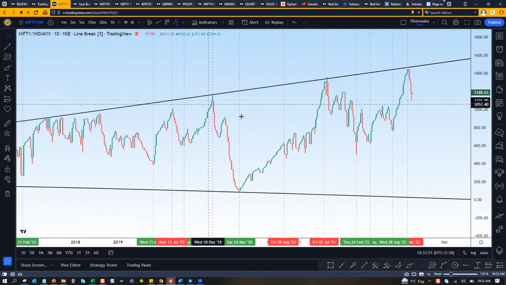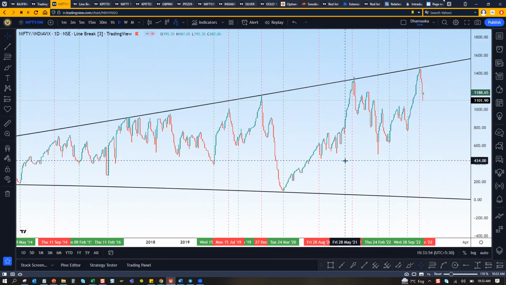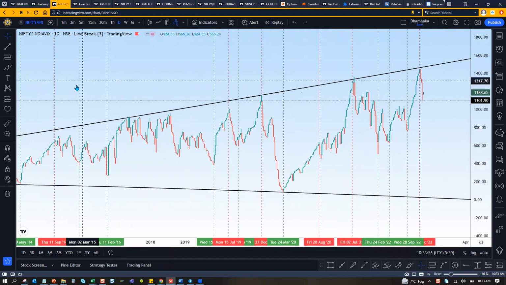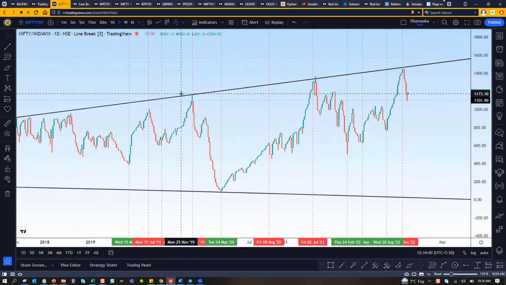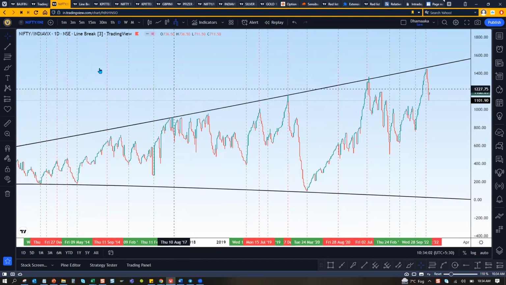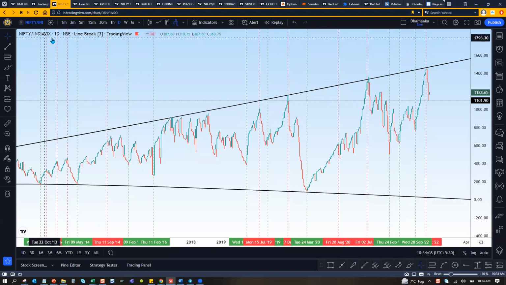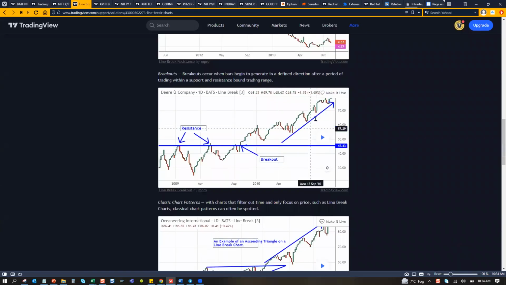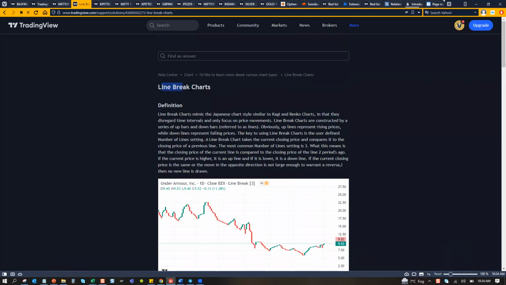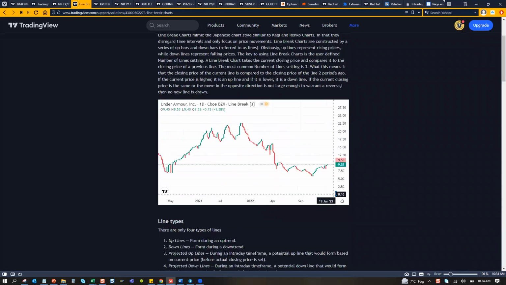Now, the screenshot I sent in the group around a week back, one of the members picked up and said to discuss this. This is the line break chart of Nifty divided by India VIX. If you need content around what a line break chart is, I'll share a link. This is the TradingView link itself, where the line break chart is perfectly explained.